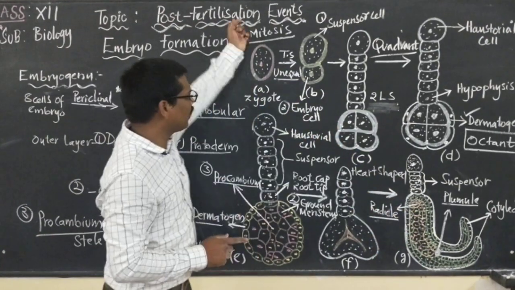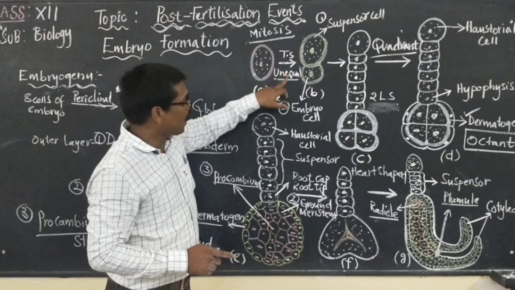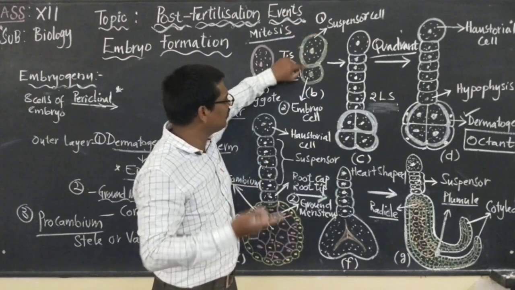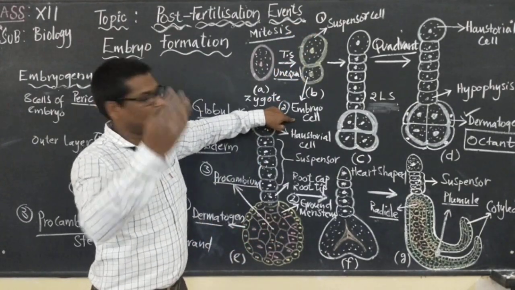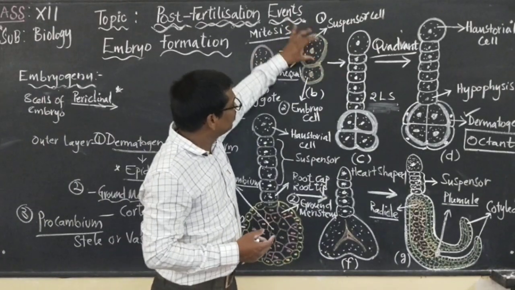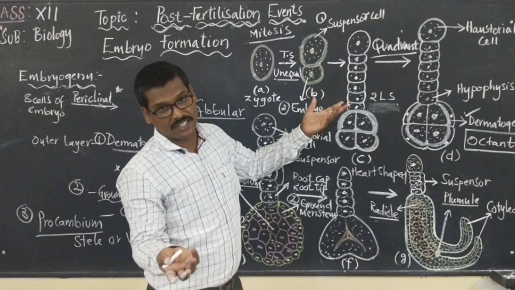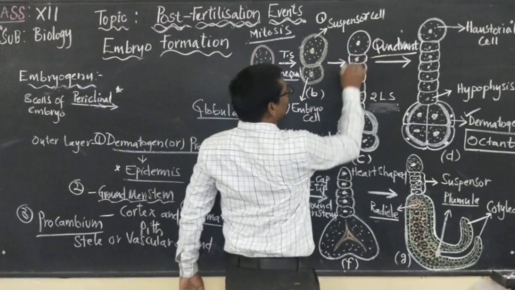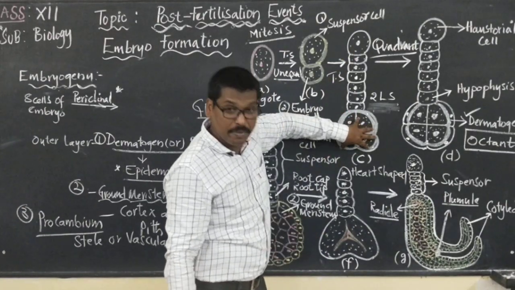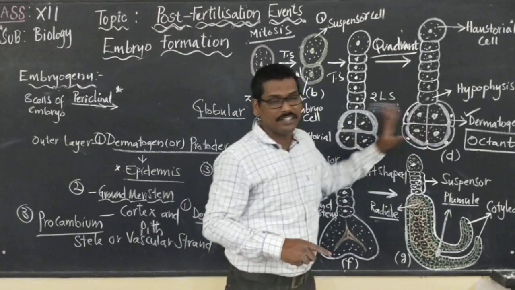So quickly, if you see here, now the zygote undergoes what? Transverse division, which is unequal, forming two cells, and the suspensor cell is towards the micropyle region, whereas the embryo cell is towards the chalazal region. This is called the basal cell, and the embryo cell is called the terminal cell. Now the suspensor cell undergoes repeated division, forming 6 to 10 cells. What type of division? Transverse division. After that, the embryo will undergo 2 lateral divisions and 1 transverse division, forming 8 cells.